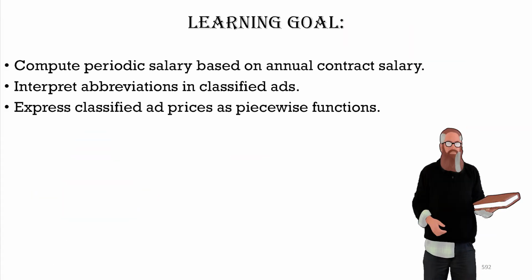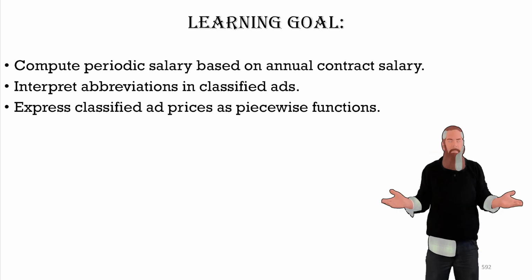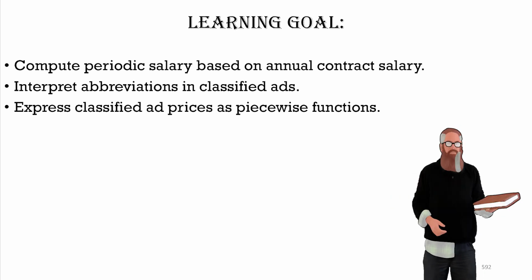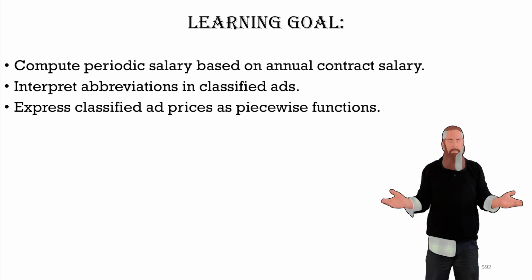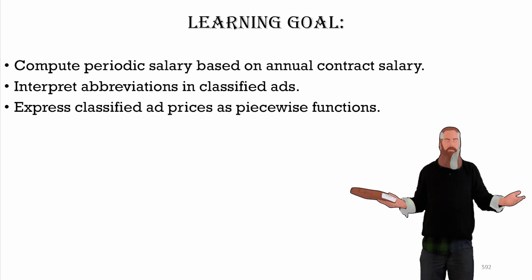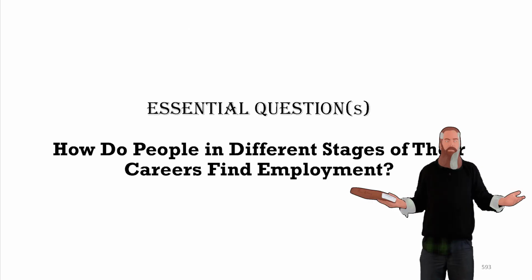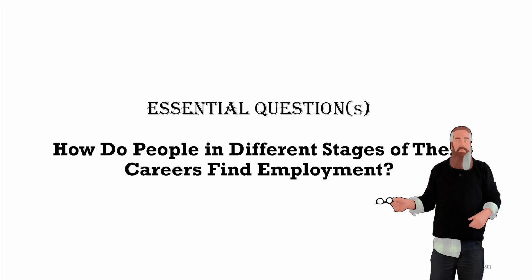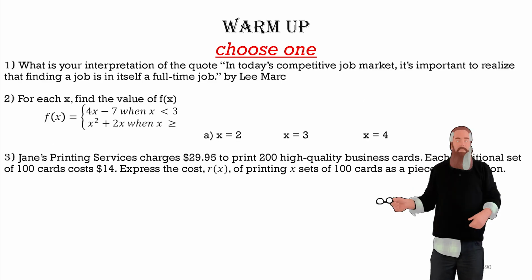In this lesson, we're going to compute periodic salary based on annual contract salary. We're going to interpret the abbreviations in classified ads, and we will express classified ad prices as piecewise functions. All to answer the question, how do people in different stages of their career find employment? Before we get into it, let's make sure we're ready for this lesson by looking at warm-up number 2.